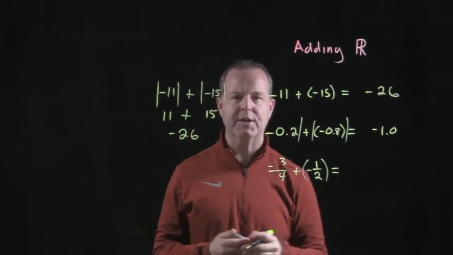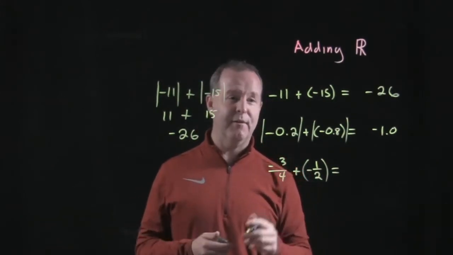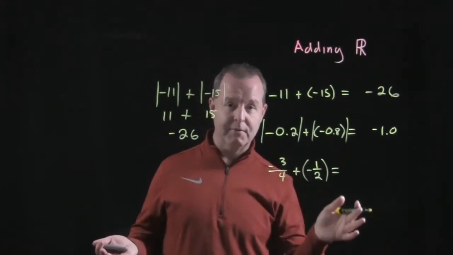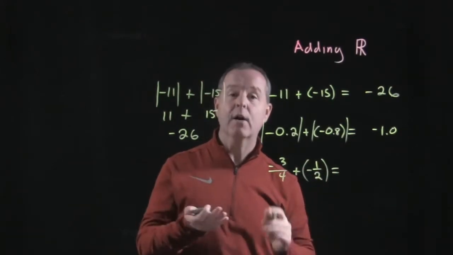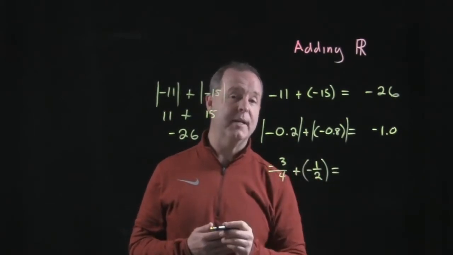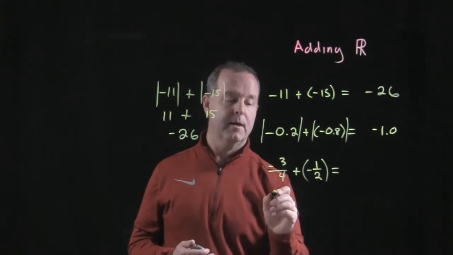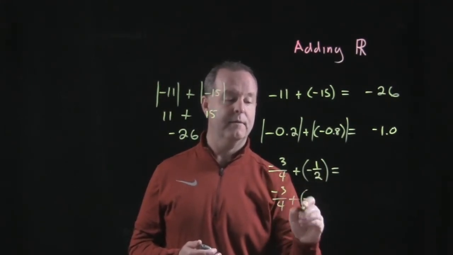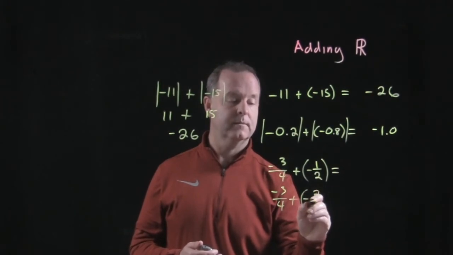And then lastly with fractions, doesn't change. Doesn't matter if it's a decimal, a regular number, or a fraction. But on fractions, obviously, we got to get common denominators. So let's work with that as well. Looks like the common denominator is going to be a 4. So I have negative 3/4 plus negative 2/4.